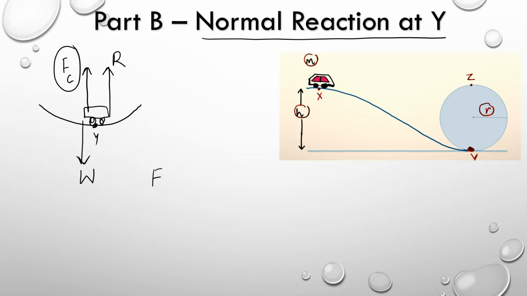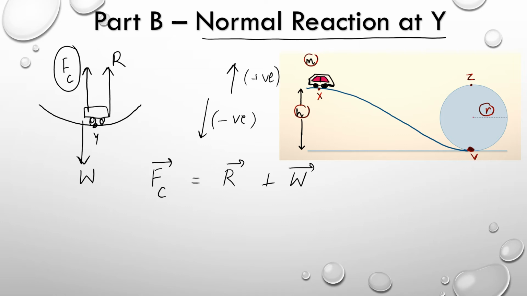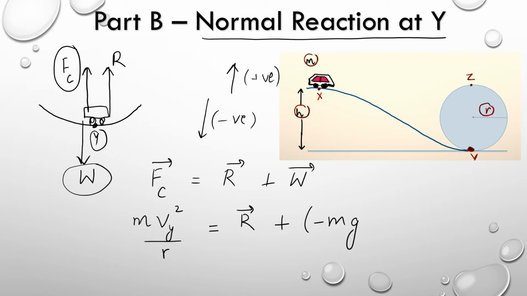That my net force, which is my centripetal force, is equal to the sum of two forces, normal reaction and my weight. Now by convention we are going to consider the downward direction, according to vector analysis, as the negative direction, and the upward direction is taken as positive. So right now my centripetal force would be m, because we are taking point y, velocity at y squared by the radius of the circle, equals the normal reaction, that is what we have to find, plus, but weight is acting in the downward direction, so I am going to write a negative sign.